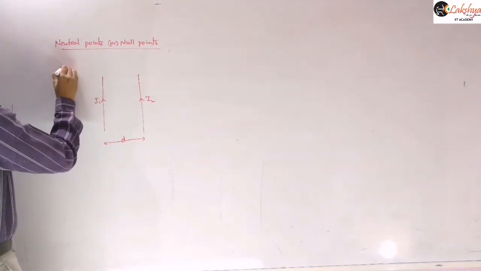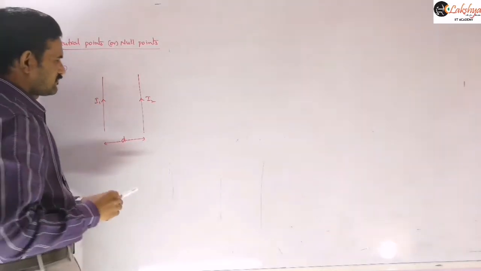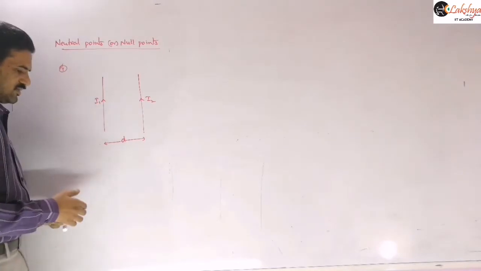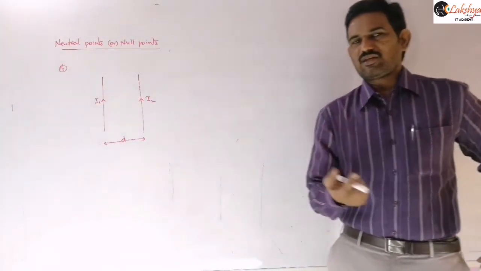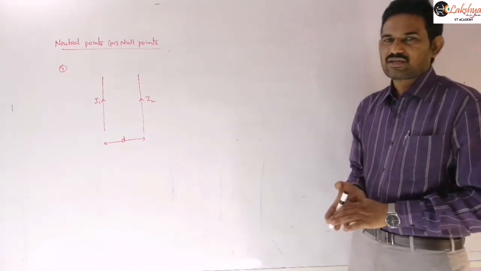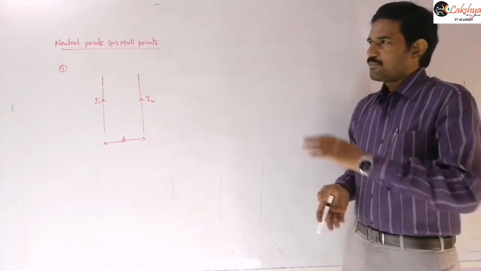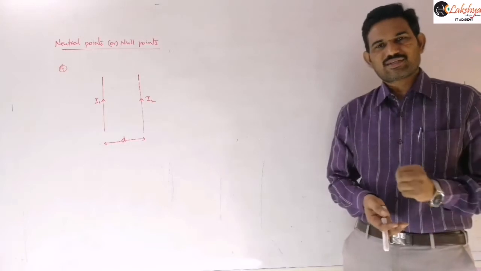Now let us consider this first case, or write this as the first point. In magnetism, when you are discussing classical magnetism, you will get some concepts like, in the case of a bar magnet, we will discuss the magnetic neutral points. But here we are discussing only current carrying conductors, the neutral points related to current carrying conductors.